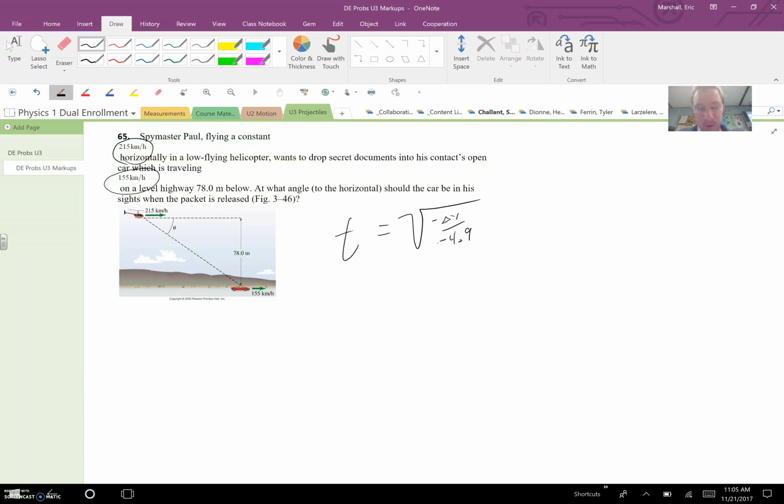That's a good start. The next piece is going to be figuring out its catch-up speed. Catch-up speed meaning since these two vehicles are traveling at a different rate, the helicopter is going 215 kph, the car is going 155 kph. So relative to somebody in the car or in the helicopter, the speed between them is 60 kilometers per hour. The difference between the two shows how quickly they're catching up.